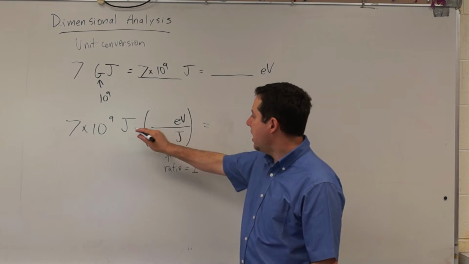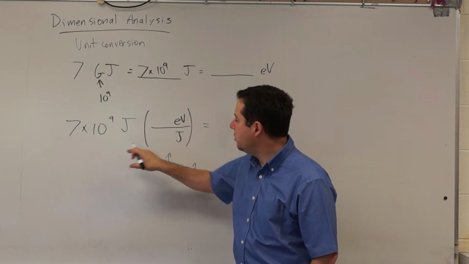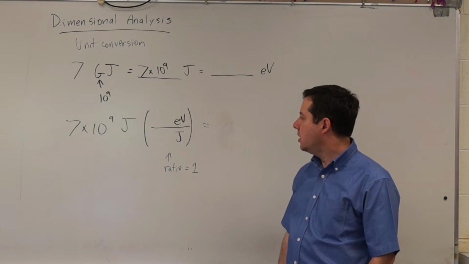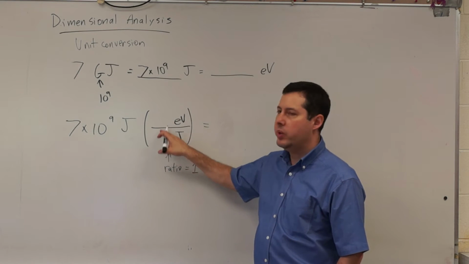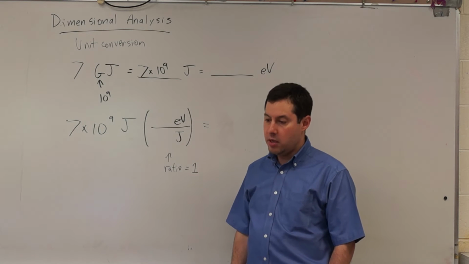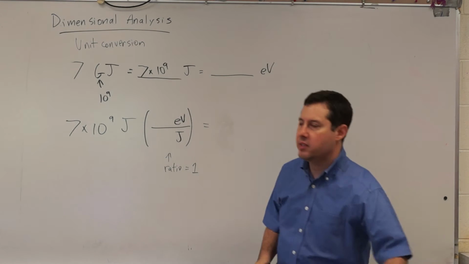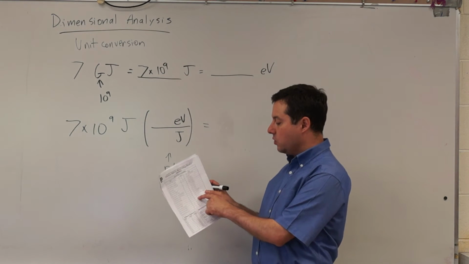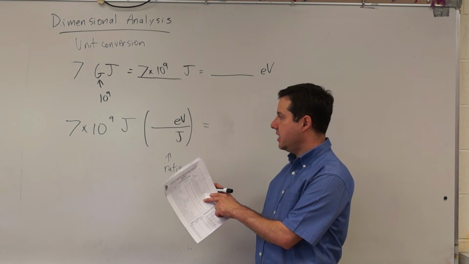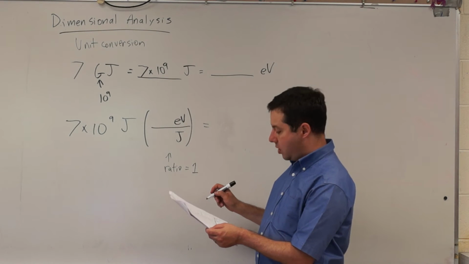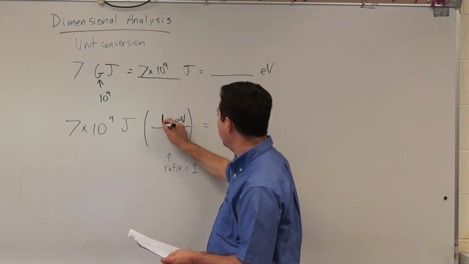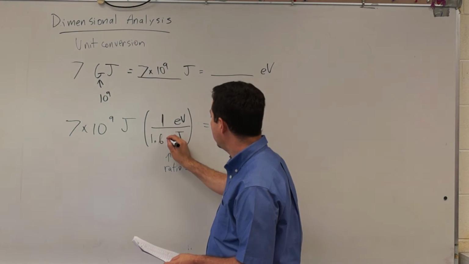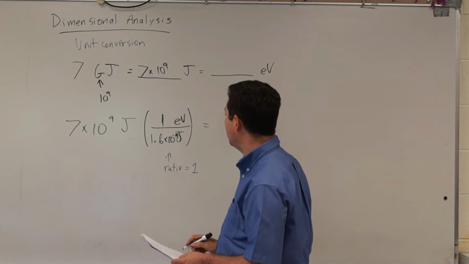The difference is, if you put the units in correctly, you should get the joules canceling out, and then you're left with only electron volts. So the question then becomes, what do we put into this equation? So if we look on the first page of the reference table, we can see here on the bottom, 1 electron volt equals 1.6 times 10 to the negative 19th joules. So let's think about this. 1 electron volt equals 1.6 times 10 to the negative 19th joules.